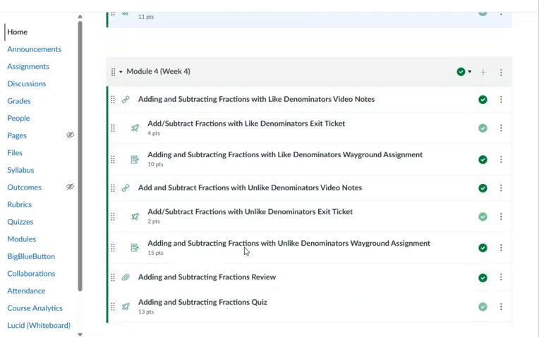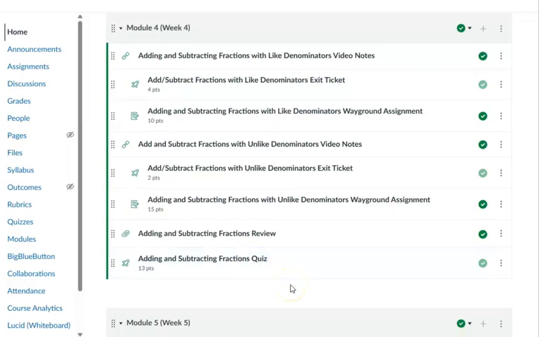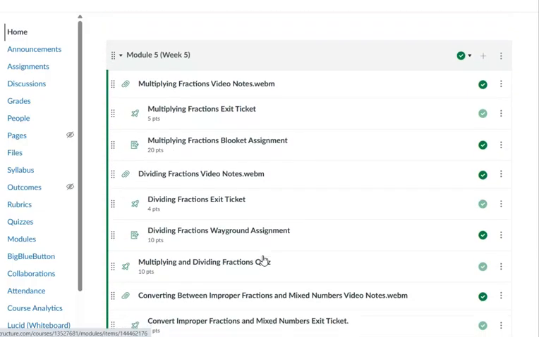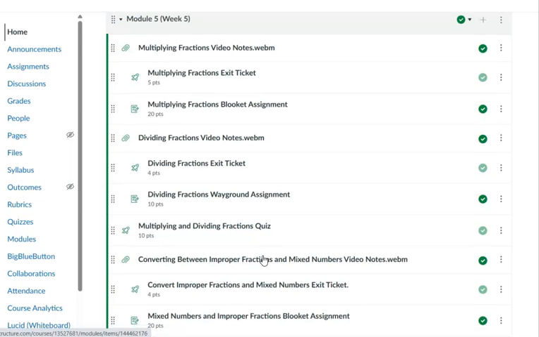Module 4 is when students learn how to add and subtract fractions with like and unlike denominators. This module again includes an exit ticket for each topic and then assignments. So adding and subtracting fractions with like denominators is one day, adding and subtracting with unlike denominators is a different day, and then a review, a little activity for them to complete, and then a quiz at the end of the week.